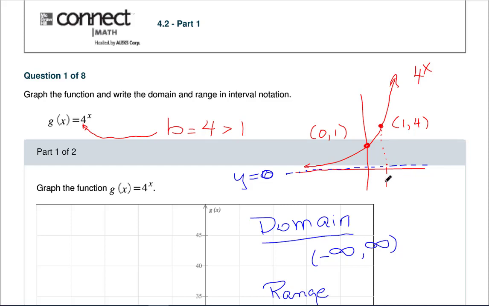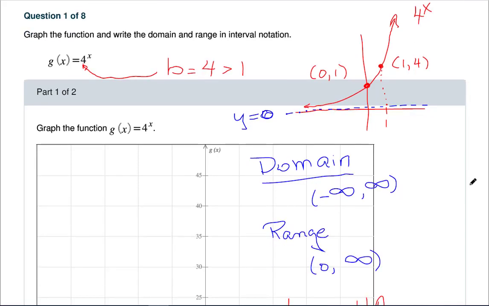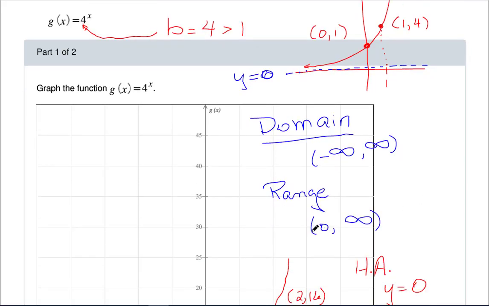If you want some values, if you plugged in 1, well, 4 to the 1 is 4. If you plugged in 2, 4 squared is 16. If you plugged in 3, 4 cubed is 64. So you can see it's growing extremely rapidly as you go off to the right. Domain is all real numbers. Range is 0 to infinity, but 0 is not included. Horizontal asymptote, the place it's leveling off to, is y equals 0.